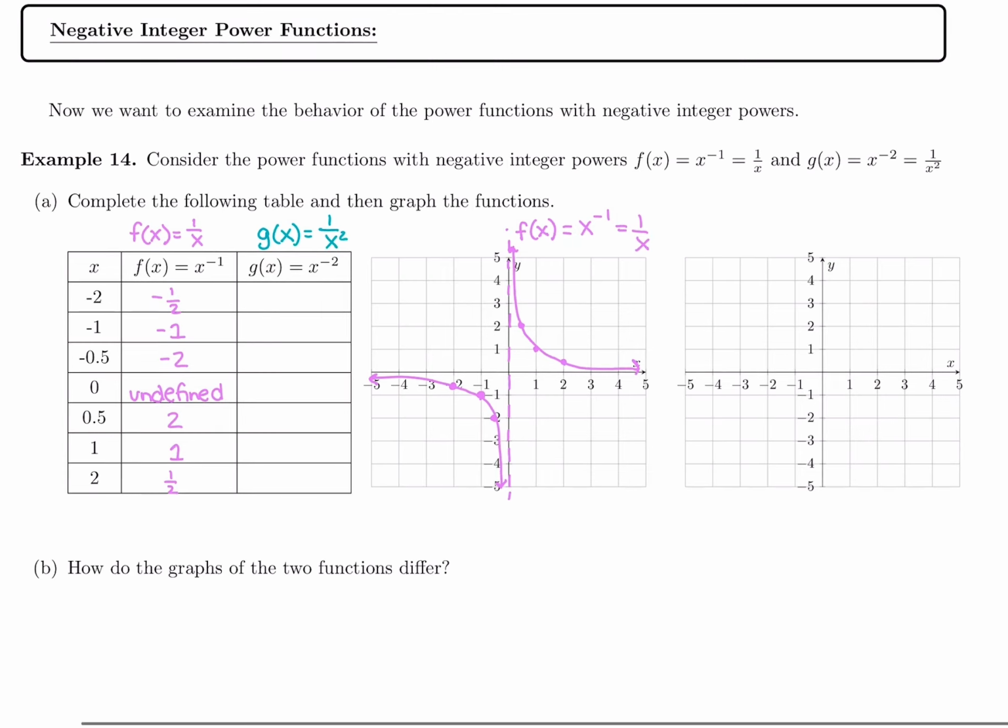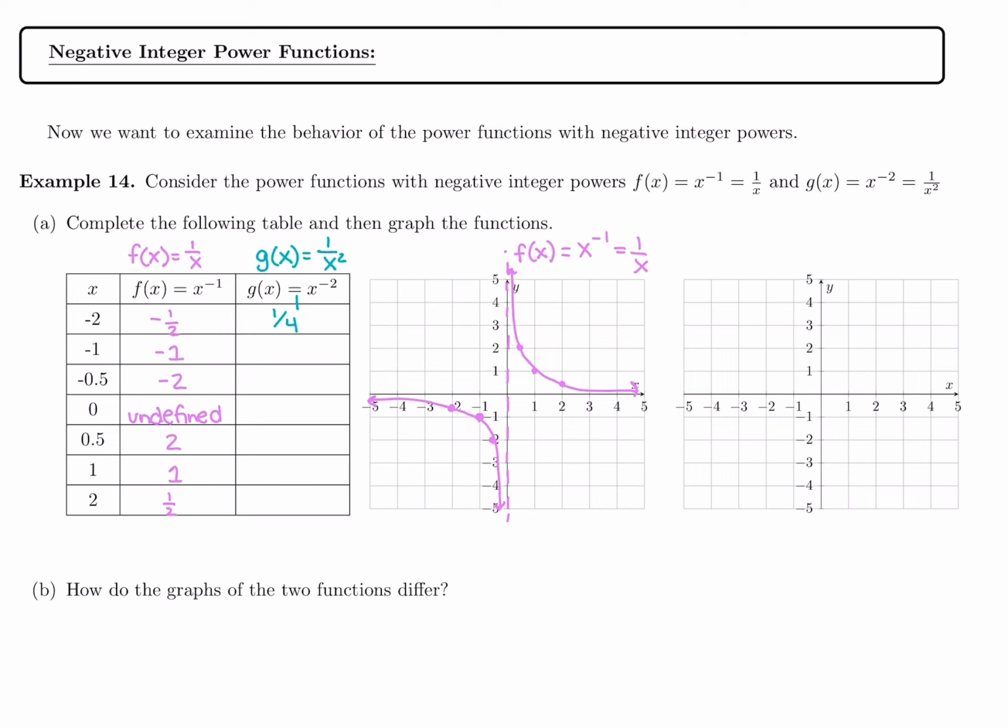When you plug in negative 2, you get 1/4. Negative 1, you get positive 1 out. We get negative 0.5 in parentheses to the negative 2 is 4. If you plug in 0, you still get undefined. Can't divide by 0 squared. And then these last y values, you should get 4, 1, and 1/4. So we still have that undefined spot here, our vertical asymptote. That's the same for both of them. You can't plug in 0 because it makes you divide by 0.